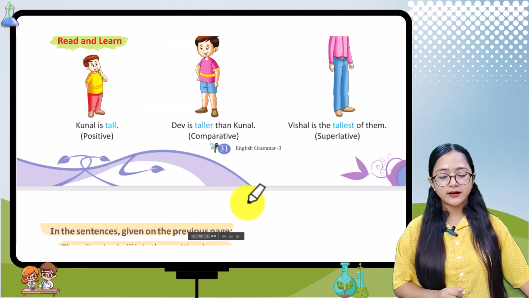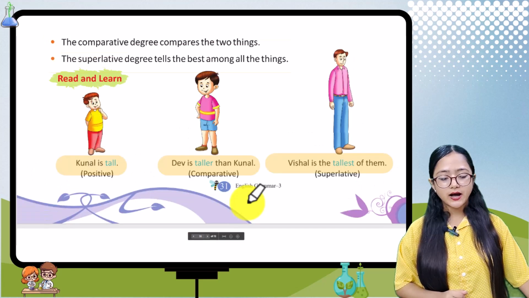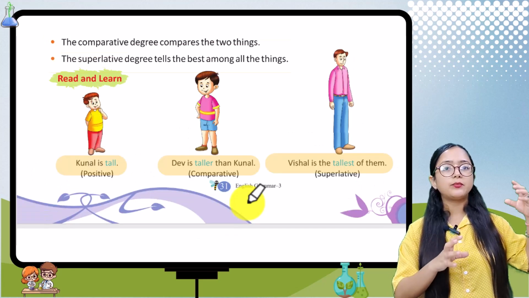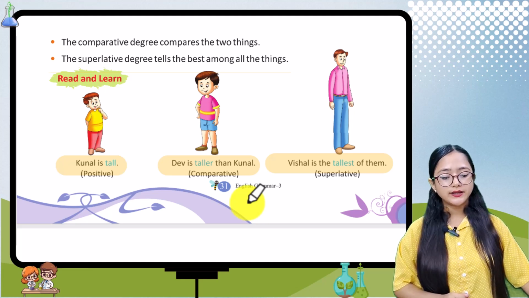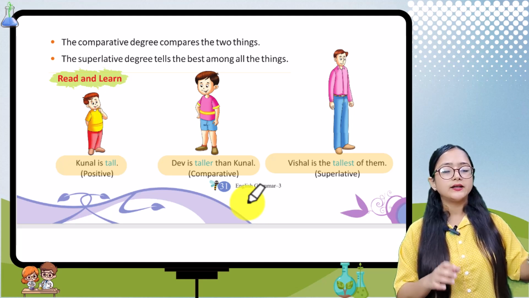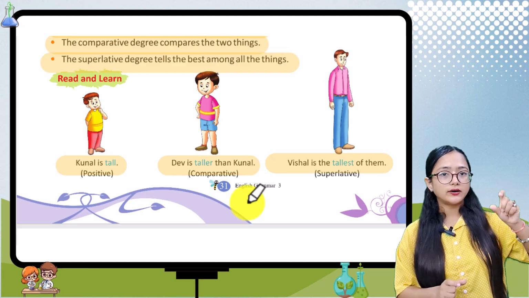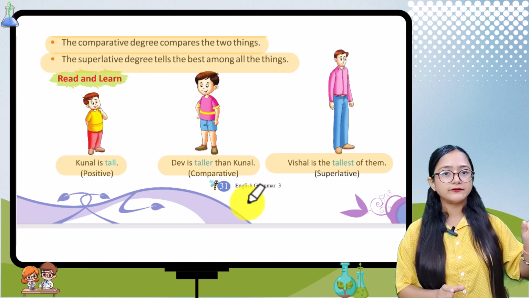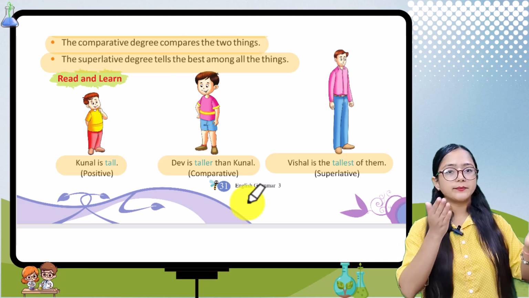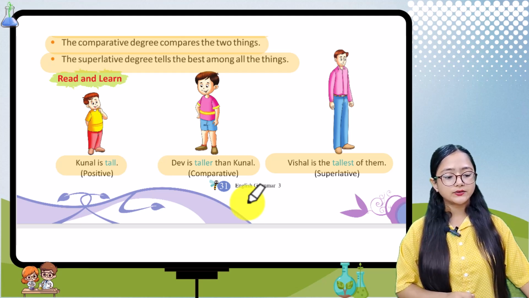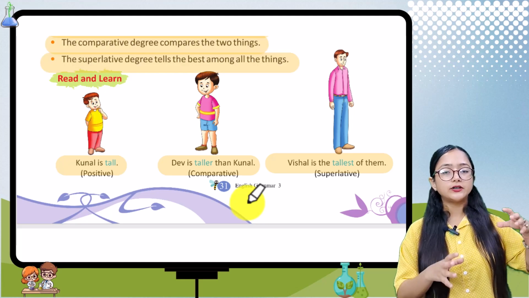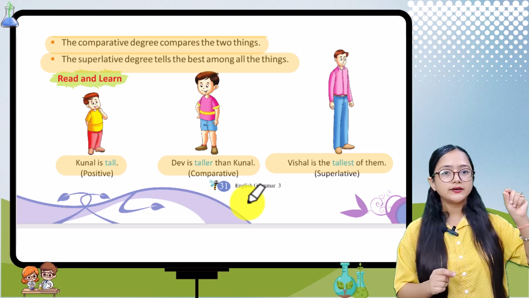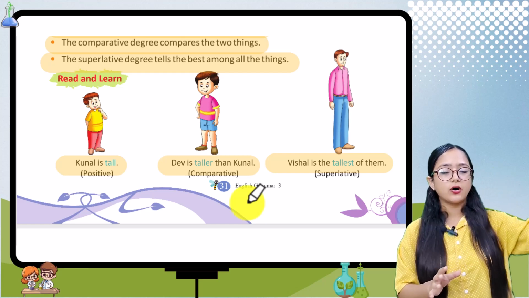Okay. For example, read and learn. Kunal is tall. So this is the positive one. Tall is the positive degree. Next one, Dev is taller than Kunal. Now here, taller than means it is the comparative degree. It is comparing the two persons. Now next one is Vishal is the tallest of them. The word tallest means it is the superlative one. So here you are comparing the single person with all the others.